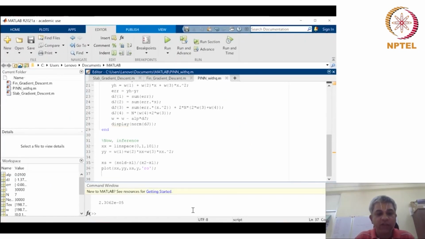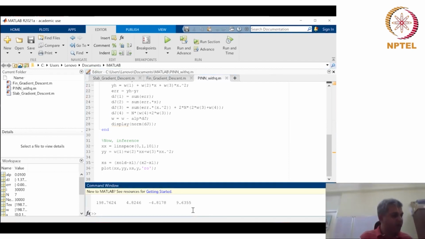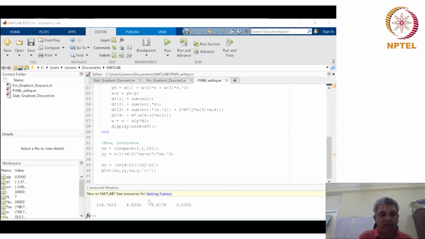Once I do that, let us see what values of W we get. Please write these values down. I'll also try and write these down here. 198.7624, 4.8246, minus 4.8178 and 9.6355. Let me see if I can copy paste it.